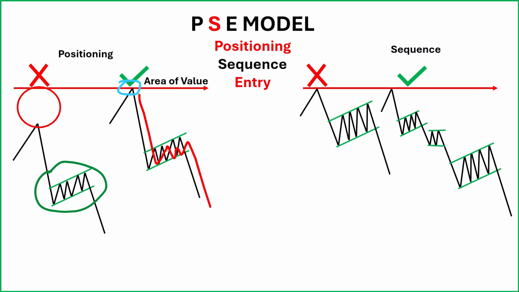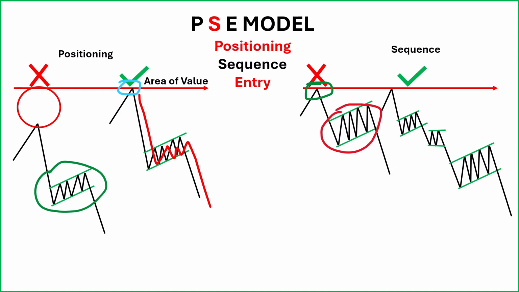All right, so we've covered positioning. Now it's time to break down the sequence. Take a look at the first example on the right-hand side. At first glance, the obvious question would be, why is this marked incorrect if price has clearly tapped into our value area? And that's a fair question. Yes, the market has closed the gap, and it's touched our area of value. Great. But here's where the problem lies, the structure itself.